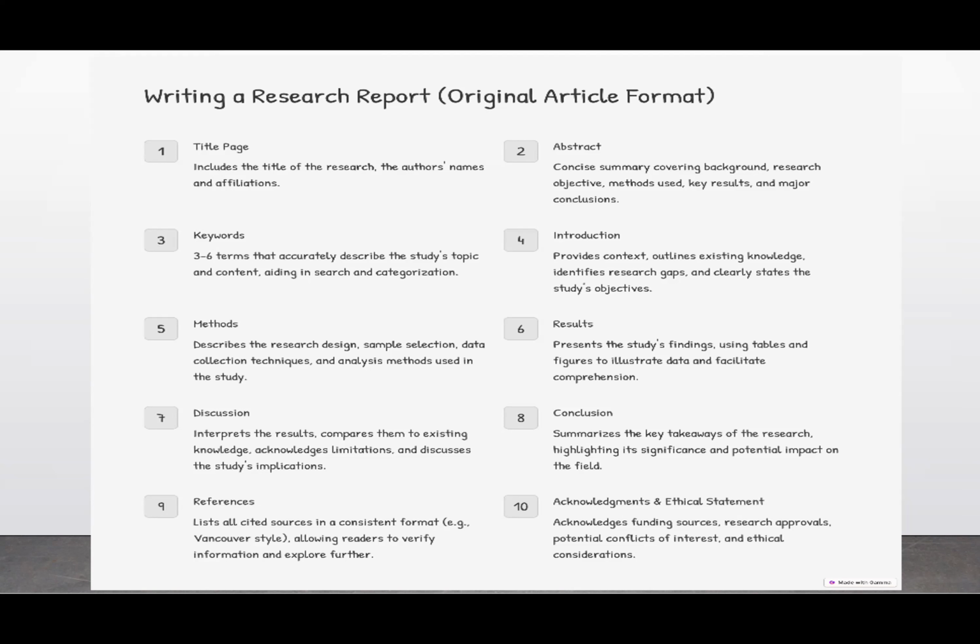The research should be referenced. The next step is references. List all cited sources in a consistent format, for example Vancouver style, allowing readers to verify information and explore further. The last step is acknowledgement and ethical statement. Acknowledgement, funding source, research approval, potential conflict of interest, and ethical considerations are also mentioned in the original article.